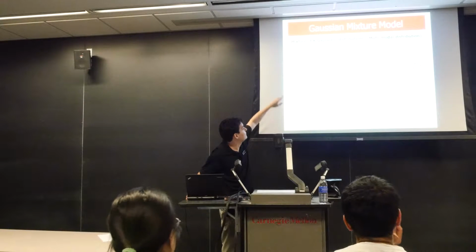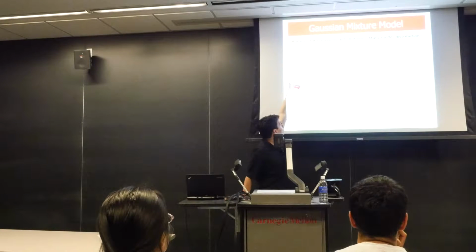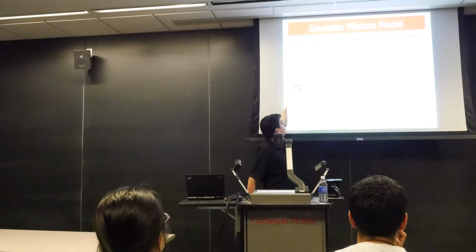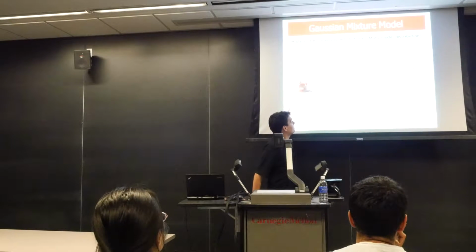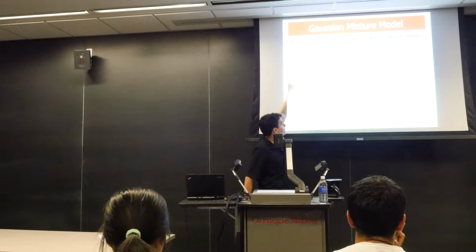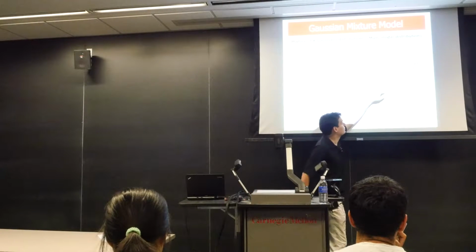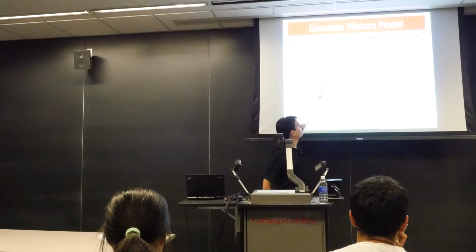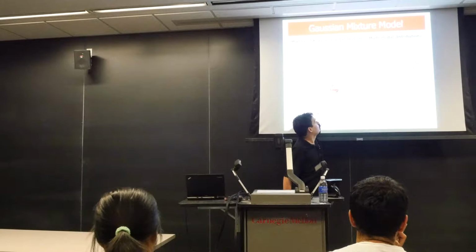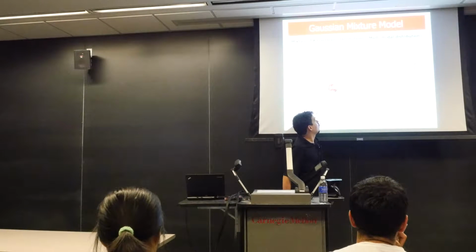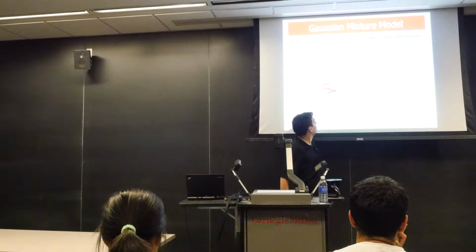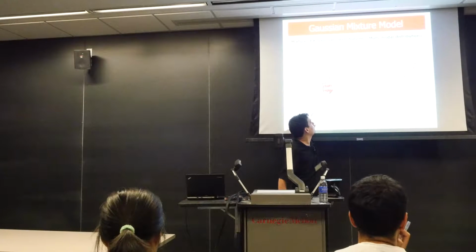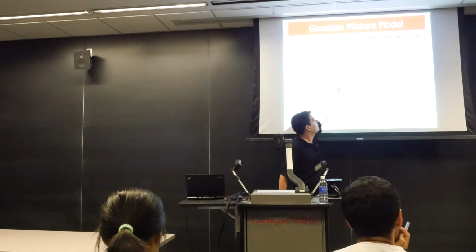Okay, so this is the density of a point x. It's just the sum from 1 to k if we have k Gaussians. In this case, for example, we have 3 Gaussians. And p of x given we are using the i-th Gaussian is a Gaussian distribution with mean parameter mu i, covariance sigma i, and this is pi i.